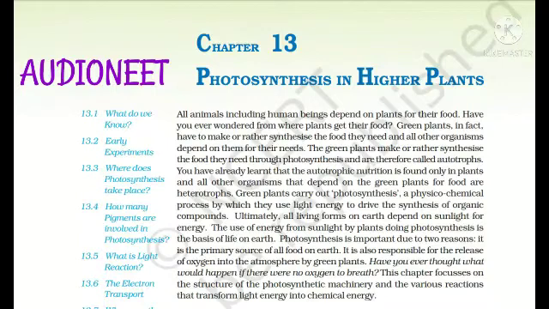13.5. What is light reaction? Light reaction or the photochemical phase includes light absorption, water splitting, oxygen release, and the formation of high energy chemical intermediates, ATP and NADPH. Several protein complexes are involved in the process.